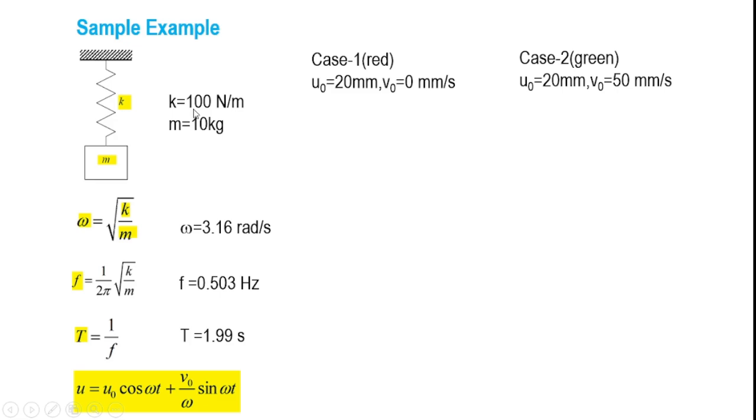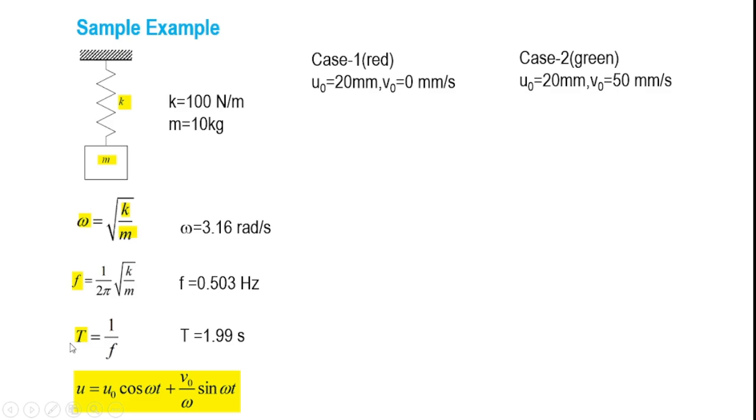Look here. Now if you substitute the value of k and m, the natural frequency omega n is equal to 3.16 radians per second. And this can be converted easily into the frequency in hertz just by dividing this by 2 pi. This is what is written over here, f equal to 1 by 2 pi into omega n. So f equal to 0.503 hertz. It means that the system makes approximately 0.5 cycles per second.